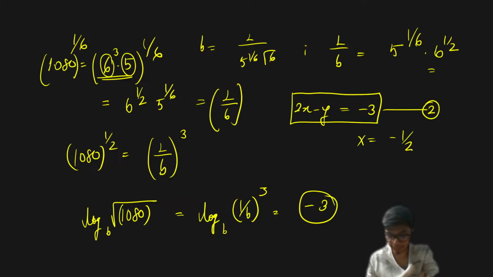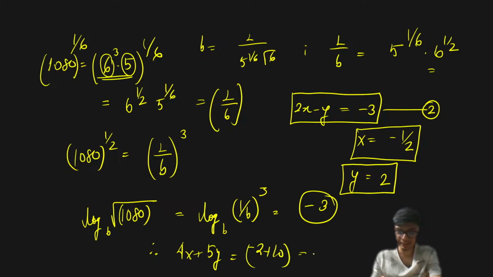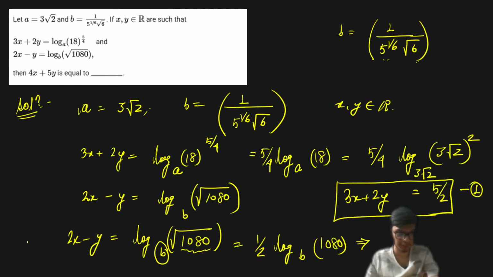so x will turn out to be minus 1 upon 2, and y will turn out to be 2, right? So therefore, from this particular result, I get the values of x and y, right? So now once I get the values of x and y, you have to find out the value of 4x plus 5 times y, which is nothing but equal to minus 2 plus 10, and that is going to be equal to 8. Right? So this is going to give me the correct answer. That is, ultimately we get 4x plus 5y equals 8. So the numerical answer to this question is going to be equal to 8.